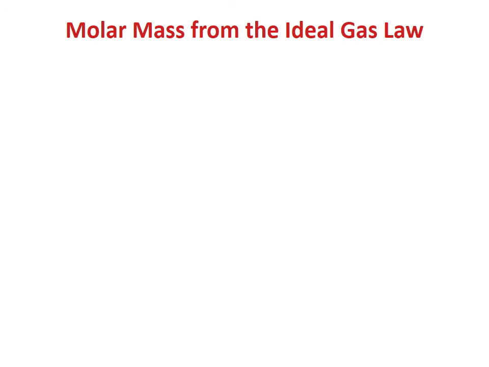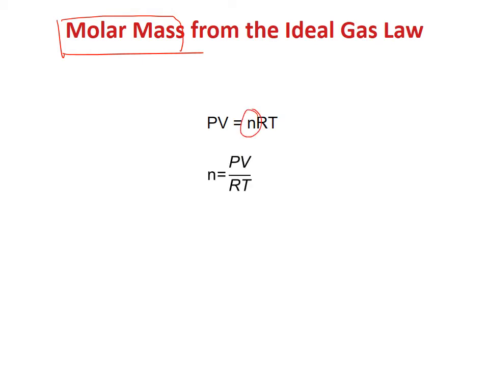Using the ideal gas law, we can calculate the molar mass of an ideal gas. Let's start with the ideal gas law. PV equals nRT. And n, the number of moles, can be calculated as PV divided by RT. Now n can also be calculated by mass divided by molar mass. So this is mass, this is molar mass, and these two should be the same.